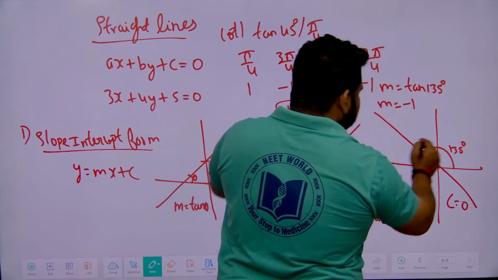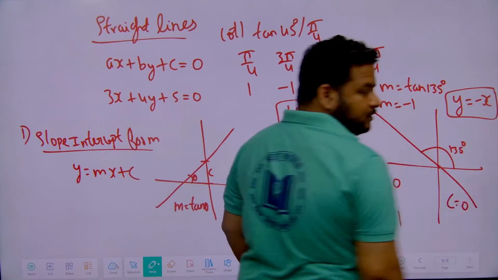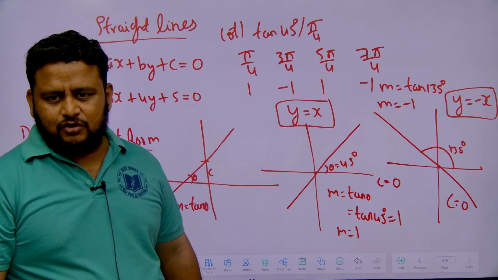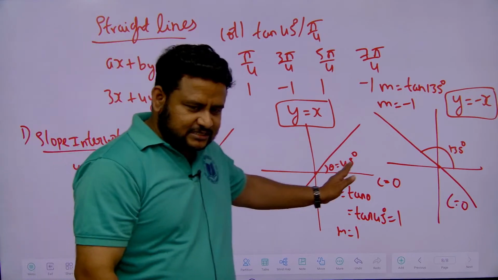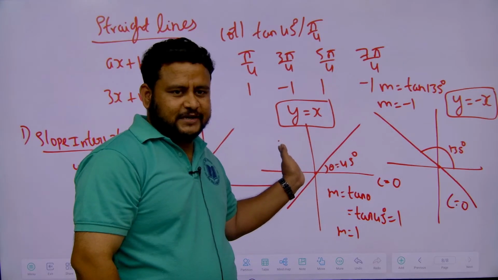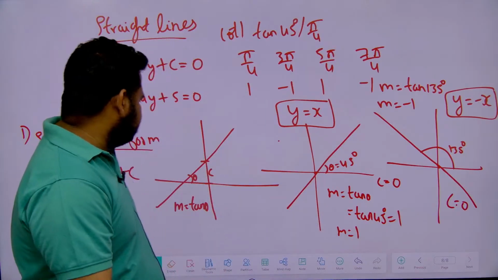If it is passing like this, the line will not be y is equal to x, it will be y is equal to minus x. If it is passing like this, it will be y is equal to x. If it is passing like this, it will be y is equal to minus x. Got it? Okay, next thing, make a note of it.